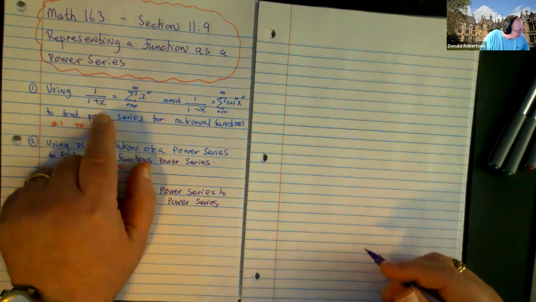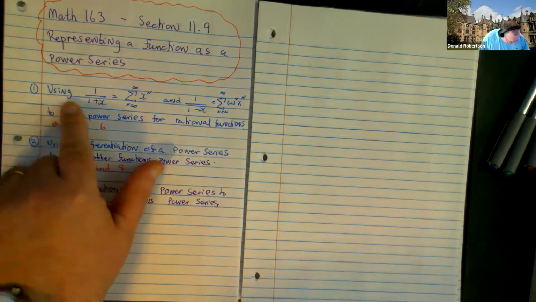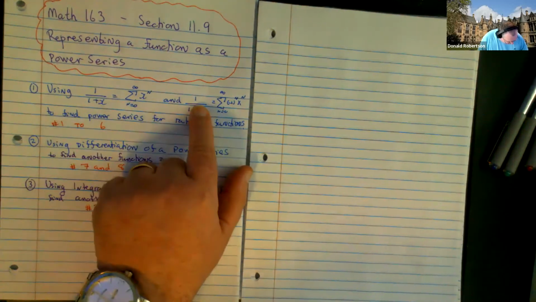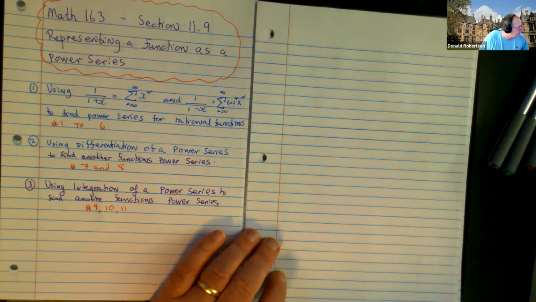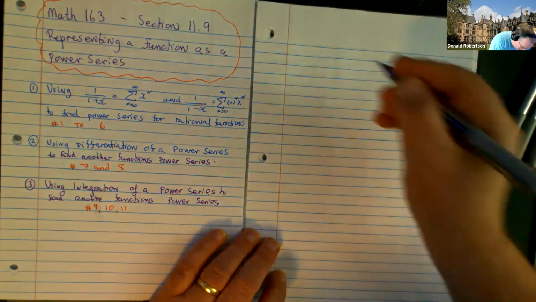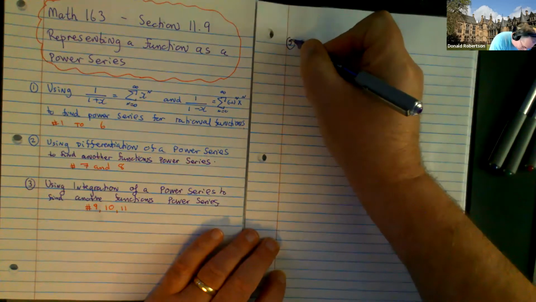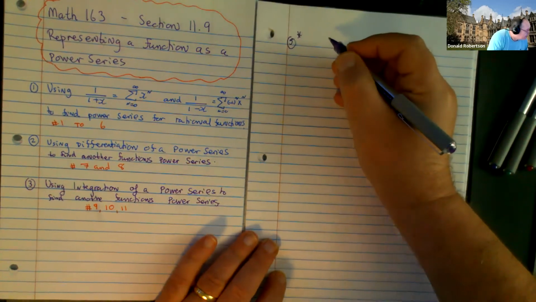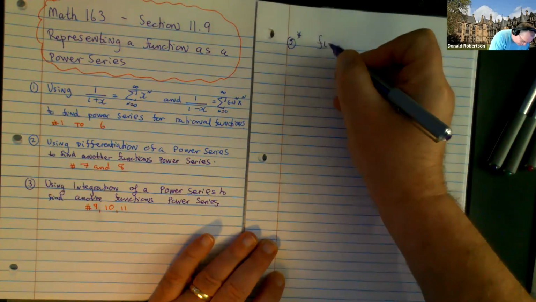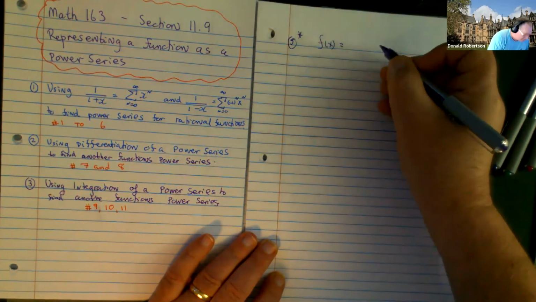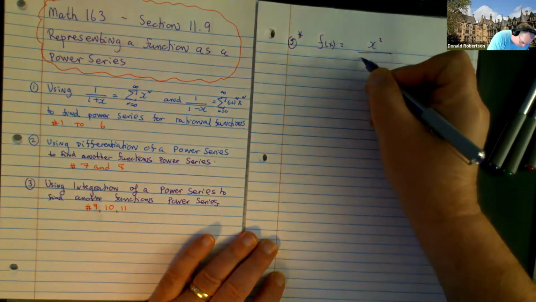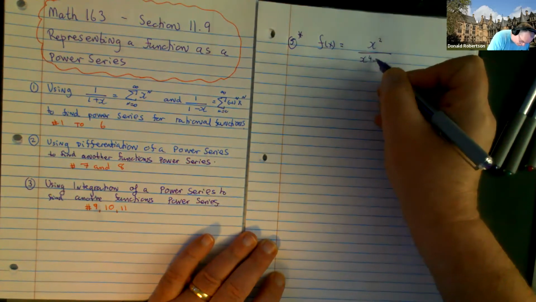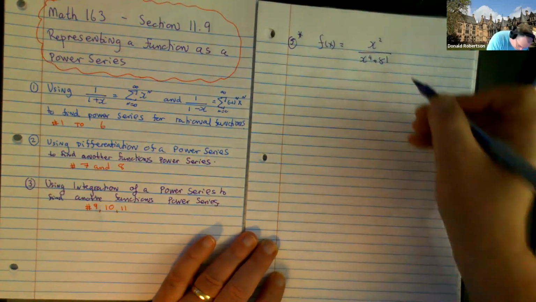So let's look at this one here. How do you use either this or that to find the power series of a rational function? The one I'm going to pick is question 5. So we have a function that we're being asked to create a power series for. It's x squared over x to the 4 plus 81.